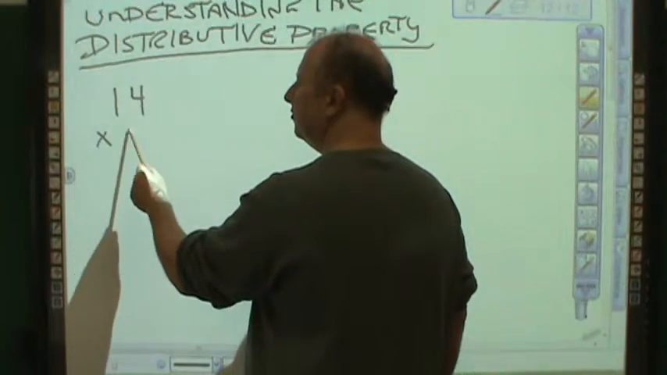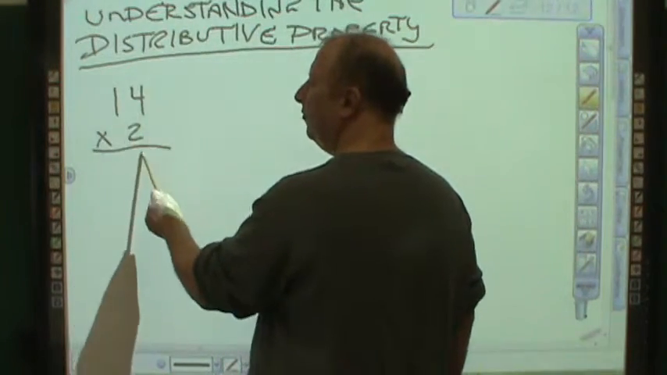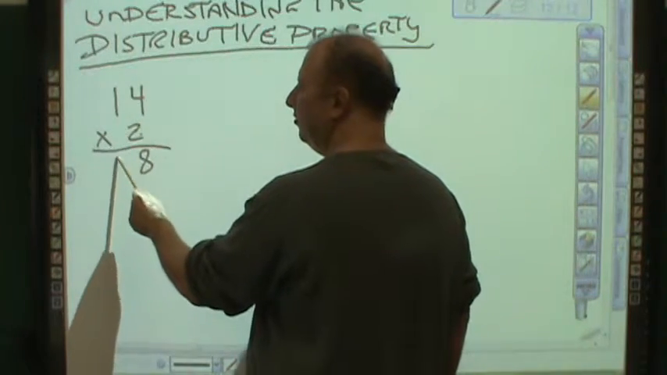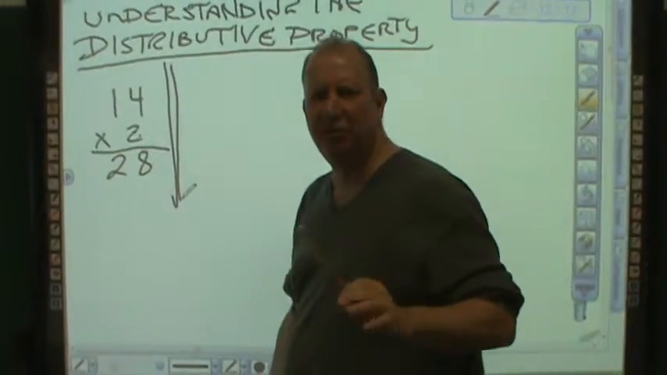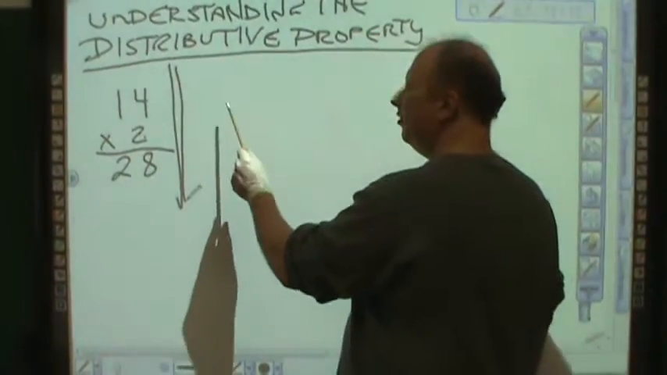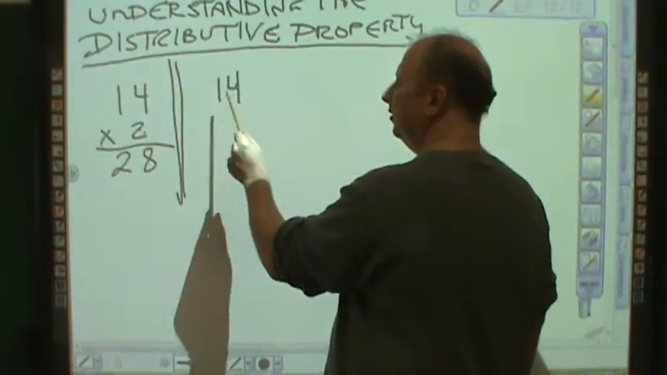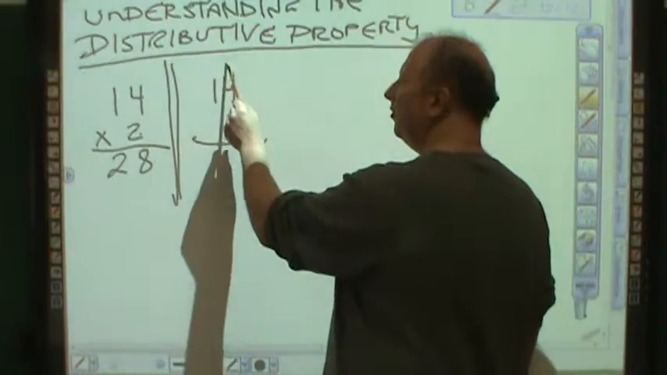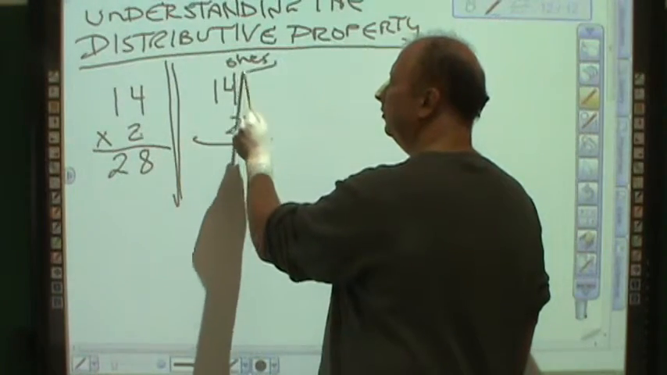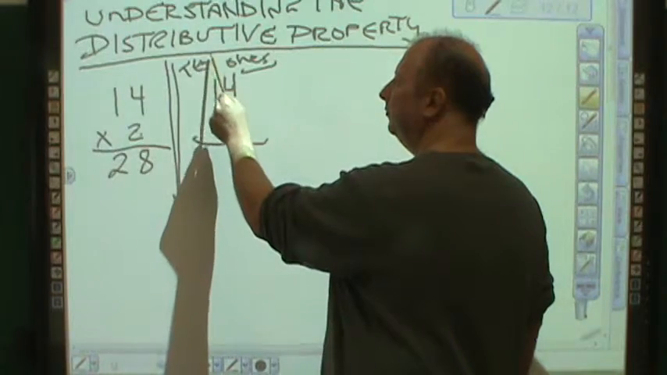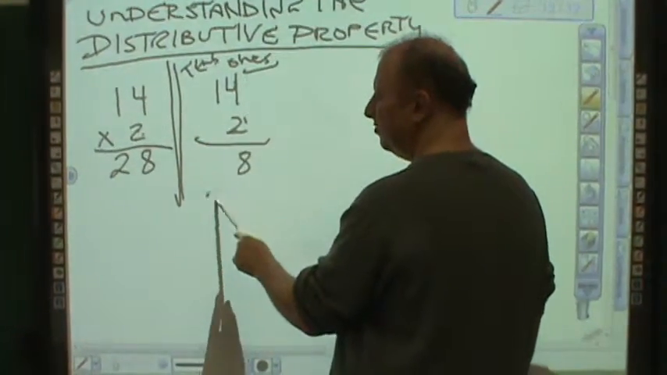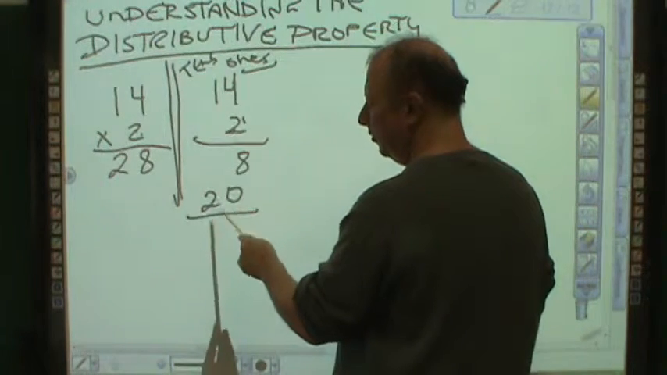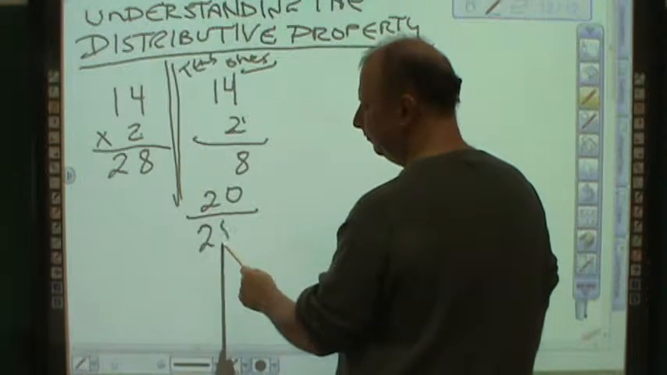14 times 2. 2 times 4 is 8. 2 times 1 is 2. Okay? I know you learned this at a much younger age. And now we're going to look at 14 again, times 2, and I'm going to look at this as the 1's column, and this is the 10's column. 2 times 4 is 8, and 2 times 10 is 20, and 20 plus 8 is 28.